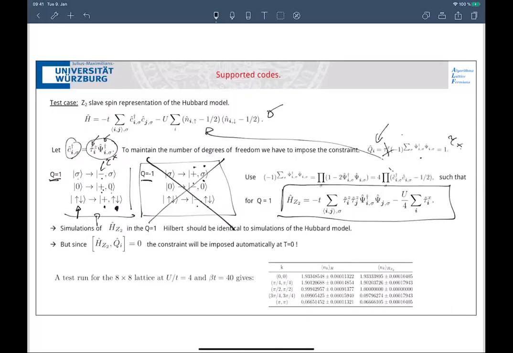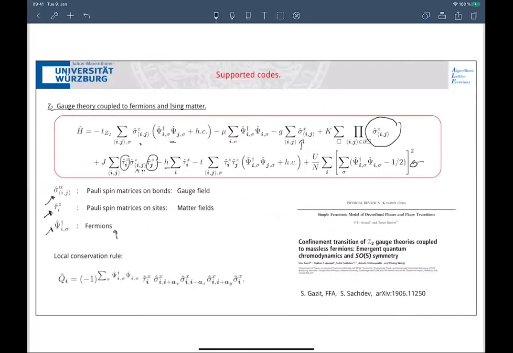And in the sector Q equals 1, if I use the constraint, which I have, then this model here should give me exactly the same results as the Hubbard model. So if I can simulate this with this constraint set to 1, then I'm simulating the Hubbard model. Okay, so let's try. We can do that because this model here is just a subclass of this.